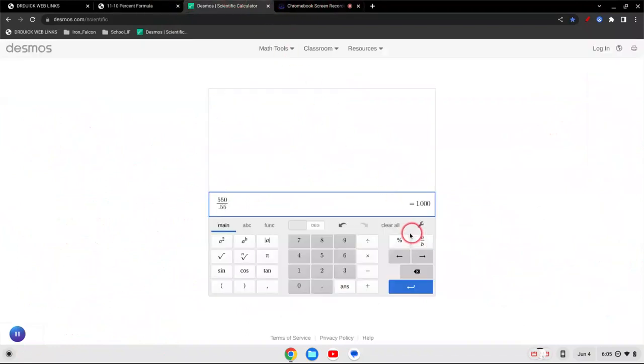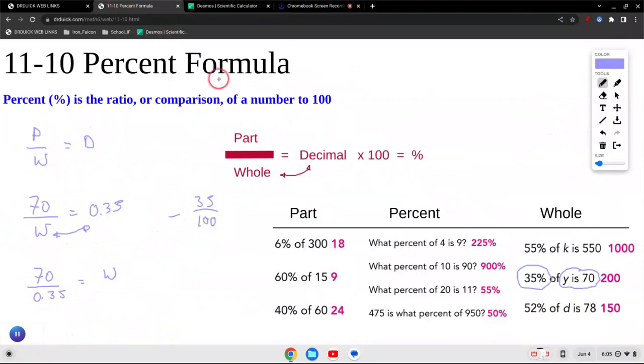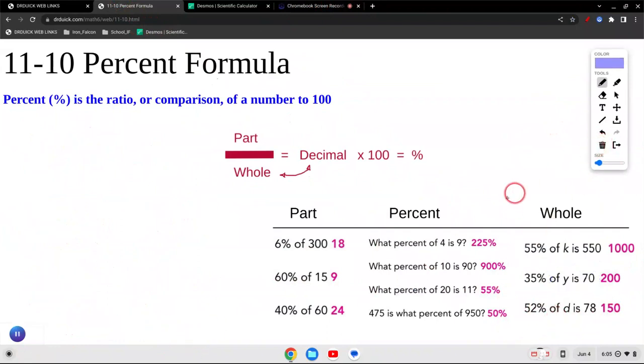Let's go to my calculator. 70 divided by 0.35, it says 200. And that's what we get over here. So 200 equals W. We'll do the last one, to show this always works. The part over the whole equals the decimal.